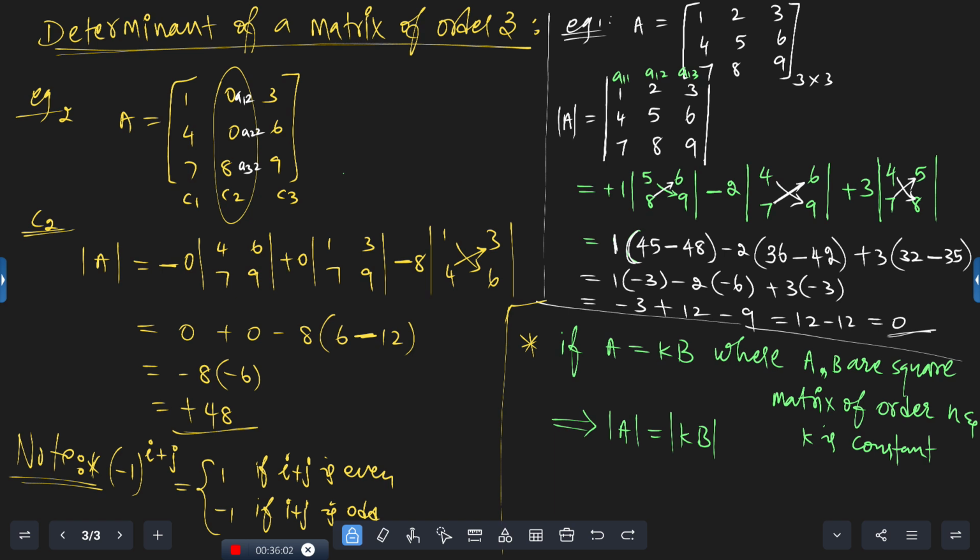If I'm taking it like this, now the determinant is K power n into the determinant of B. Very important. What is the order? That we have to give in the power. Very important formula. In the MCQ they will be giving this. Kindly be careful when you do here.